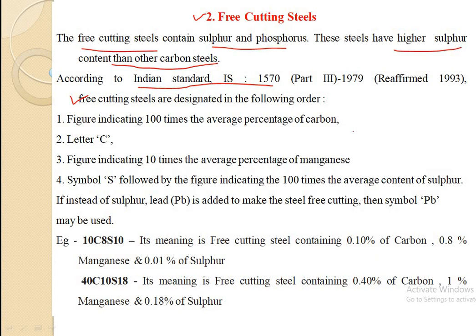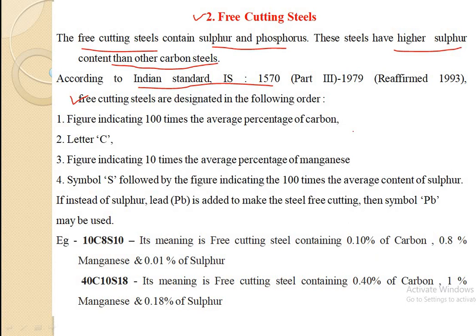In the last slide we have seen how the mild steels are designated on the basis of chemical composition. In the same way we have to see how the free cutting steels are designated on the basis of chemical composition. Keep in mind, only mild steels are designated on the basis of mechanical properties, but all other steels apart from mild steels are designated on the basis of chemical composition.